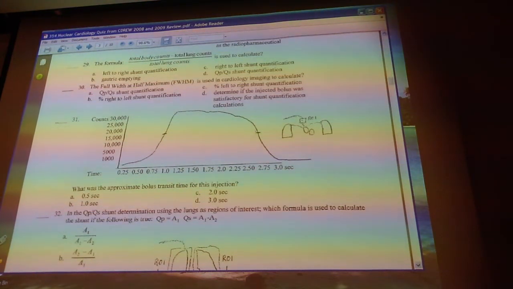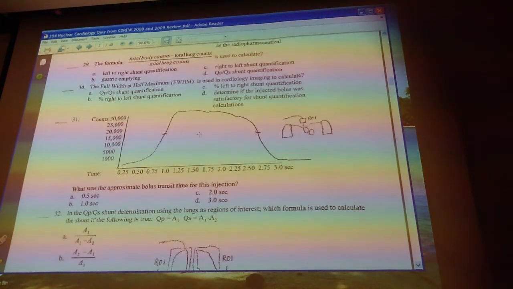Superior vena cava. All right, superior vena cava. So this is where the region of interest is. Okay? So if I'm putting a region of interest here for that, then what am I evaluating? How long it took to get there? Well, I'm evaluating the quality of my bolus. Okay? So on question 31, we're evaluating the quality of the bolus and full width half max.